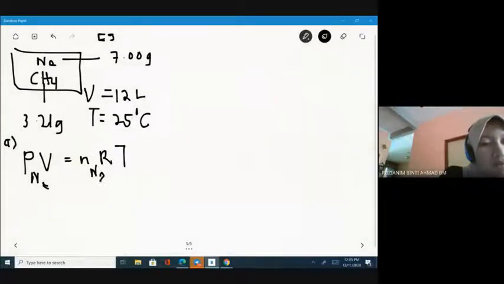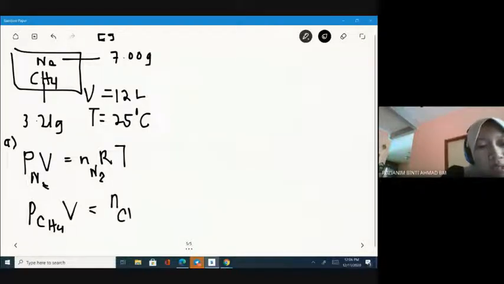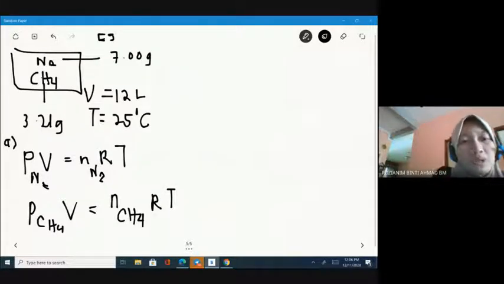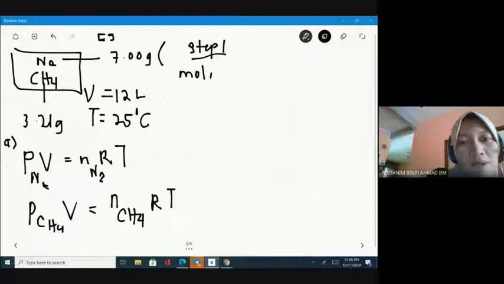Similar for CH4. If I want to calculate pressure for the CH4, the volume of the container is the same, the mole belongs to the CH4, R constant also same, temperature also same. So what should you do here? You must find out the mole for each gas. So calculate now. So step 1, mole for nitrogen.